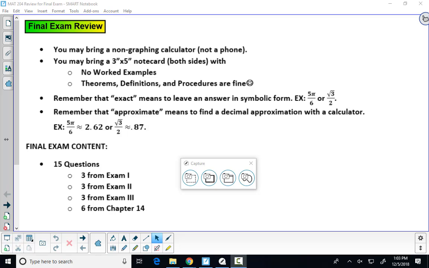For the questions from previous exams, is it just questions from those chapters we should study, or is it questions off of the exam? Literally, it's a copy, paste and edit. Numbers will be different, but the wording will be identical. All the wording is the same. So 3 from each of those exams and then 6 from chapter 14.